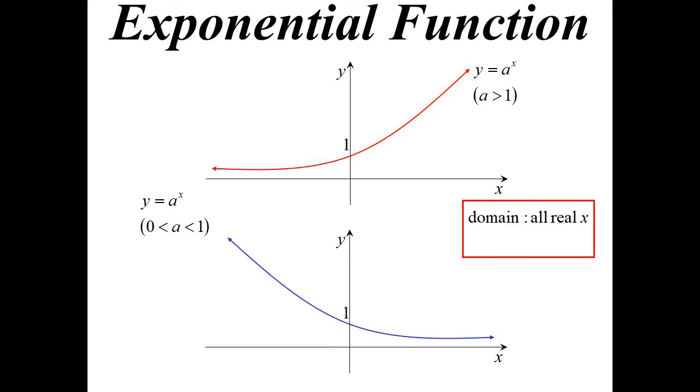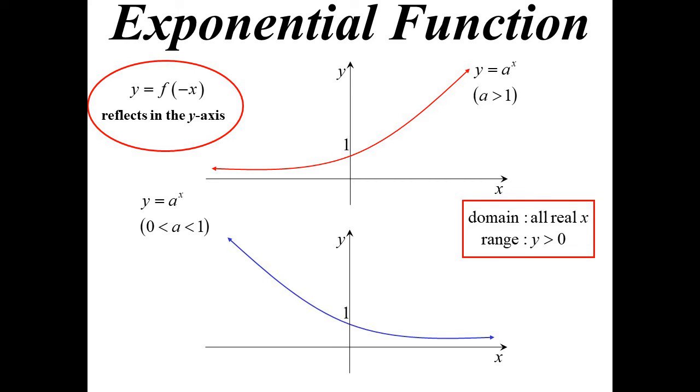The domain, as we can see, is all real x. The range is y is greater than 0. There's no symmetry about it, so it's not an odd function, it's not an even function. Back when we did curve sketching, you might recall what happens when we look at y equals function negative x. And that, of course, reflects in the y-axis.